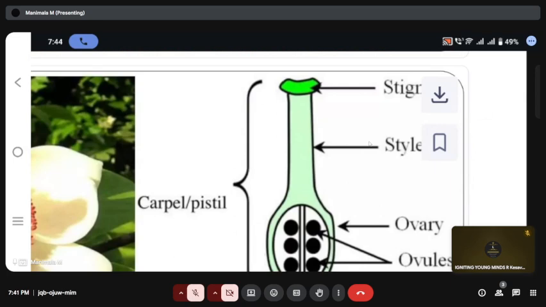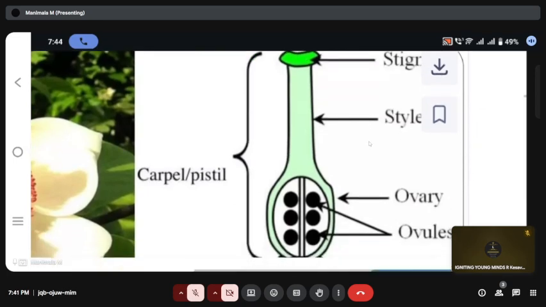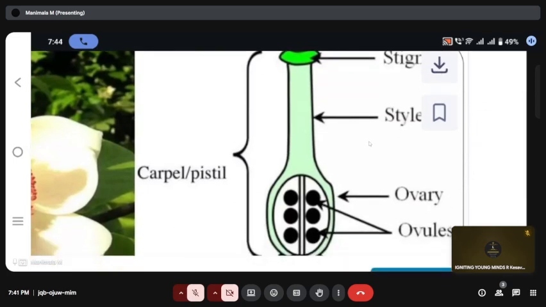Yes, ma'am. Just as the male reproductive parts we call the stamen or androecium, the female reproductive parts we call pistil, carpel, and also gynoecium. Also they are microsporophylls for male, and here we call it megasporophyll. Yes or no? Yes, ma'am. And so it is in the flower.